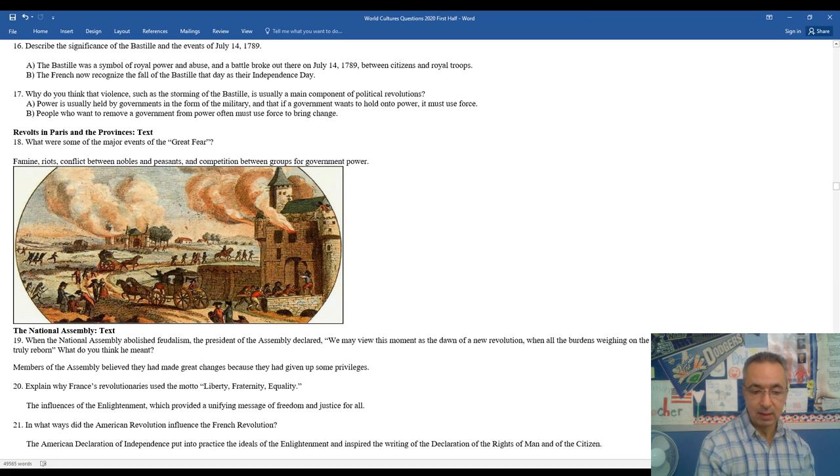French citizens and revolutionaries adopted a motto. Similar to the United States, where we had "no taxation without representation" as the American revolutionaries' slogan, here the influence of the Enlightenment came true as they had liberty, fraternity, and equality. This provided a unifying message of freedom and justice for all French citizens.